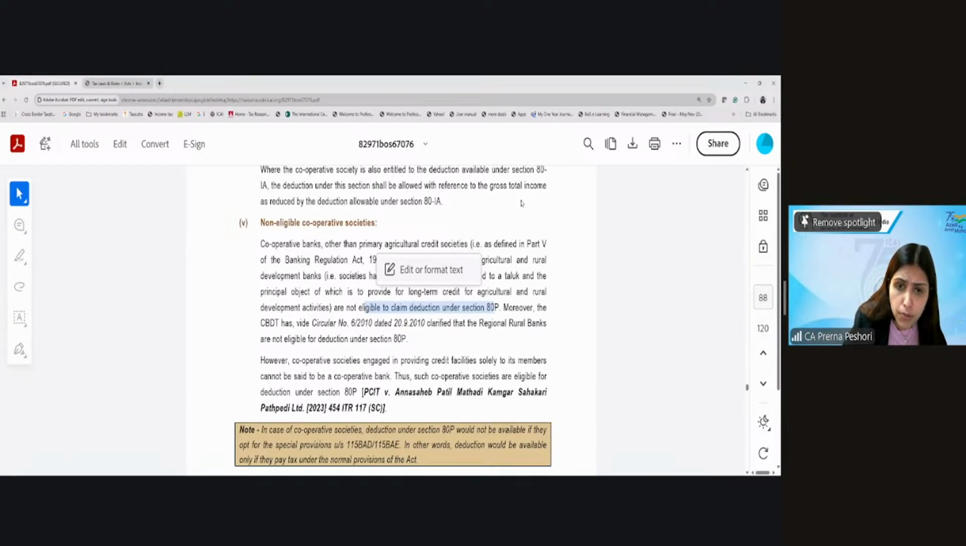And in case of a cooperative society, if they claim the deduction under 80P, this will not be allowed under the concessional tax regime of 115BAD and 115BAE.